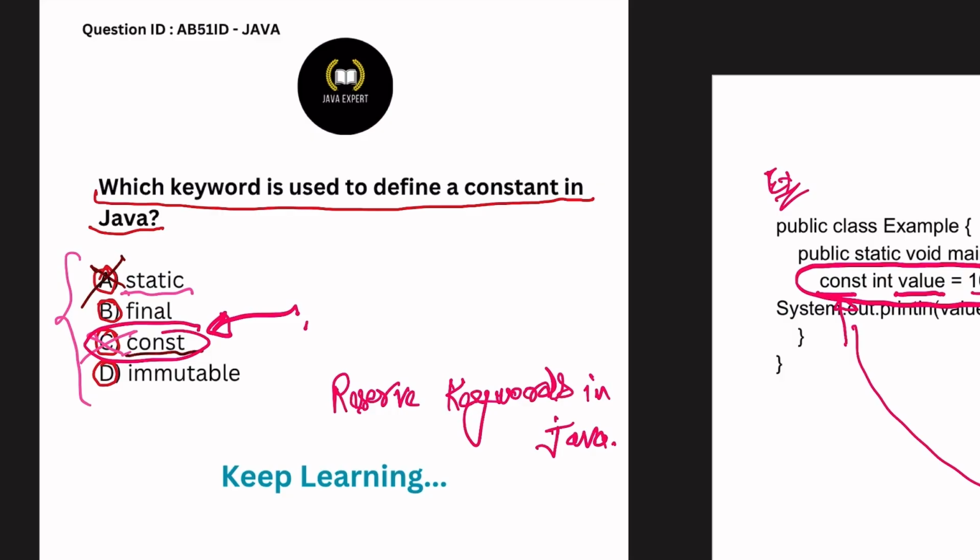Okay, let's check option D first, that is immutable. Option D, immutable, is not a keyword in Java. It's a concept, not a declaration. So that is why option D is wrong. So only one option is remaining, that is option B, final. And we are looking for which keyword is used to define a constant in Java. So we have seen three options and three options are wrong till now. Now one option is remaining, so we can assume that this option is going to be true.